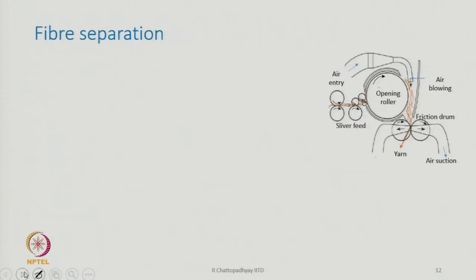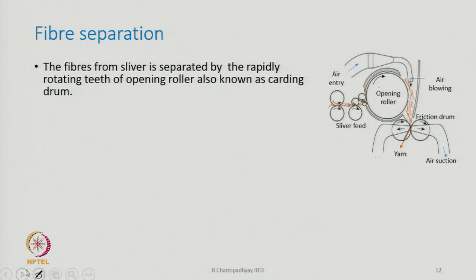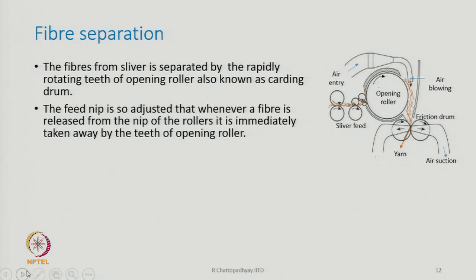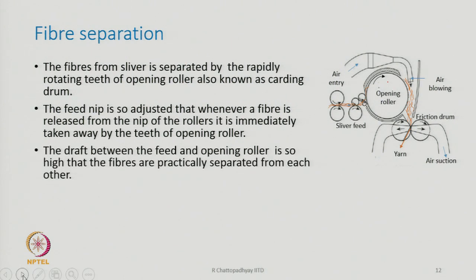Now, when it comes to fiber separation, fibers from slivers are separated by rapidly rotating teeth of the opening roller. Opening roller runs at a very high speed, maybe 10-12,000 rpm. So, surface speed is very high, and therefore fibers will be separated from each other from the sliver.